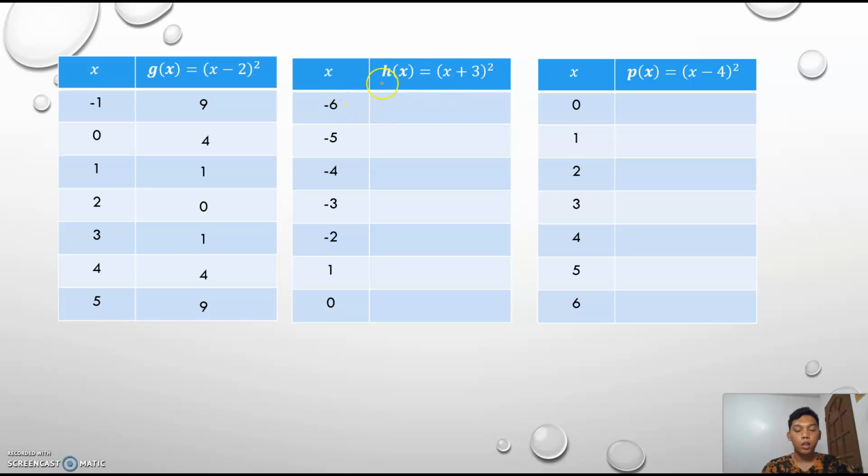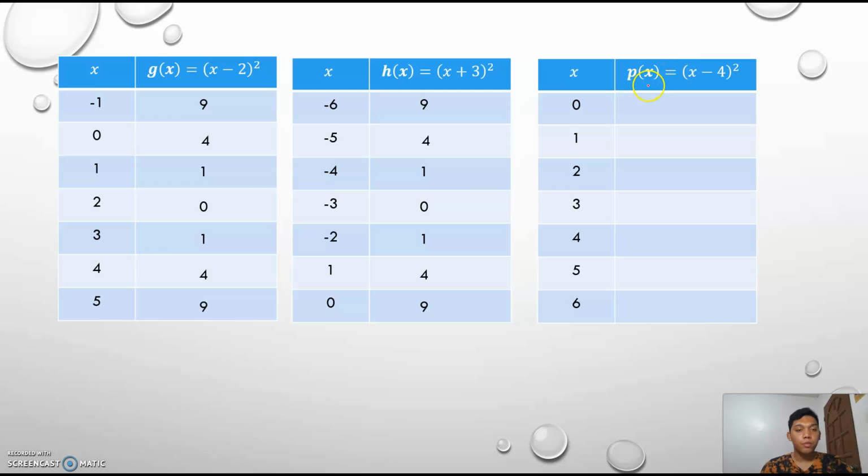Now the function is h of x equals (x plus 3) squared. So for -6, -6 plus 3 is -3, and if you square that, that is also 9. -5 plus 3 is -2, then you square, 4. -4 plus 3 is -1, squared, that's 1. -3 plus 3 is 0, so 0 squared is 0, and so on.